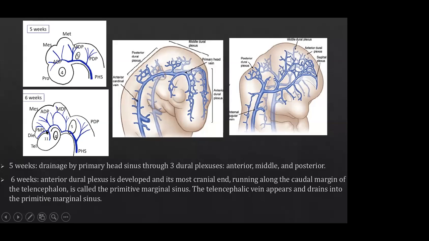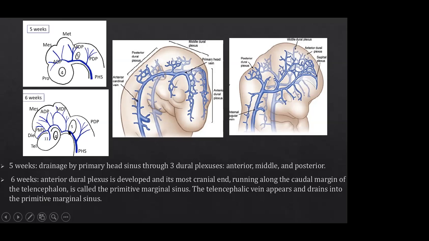The second concept to understand is that these plexuses are not necessarily the prosencephalon, mesencephalon, and the rhombencephalon, but they are in continuity over the surface of the cerebrum. So the middle and the posterior plexuses will eventually fuse together, and they later on will form the sigmoid and the transverse sinus in that region. And the third important concept is the developing otic region and the effect it has on the development of this primitive head sinus.